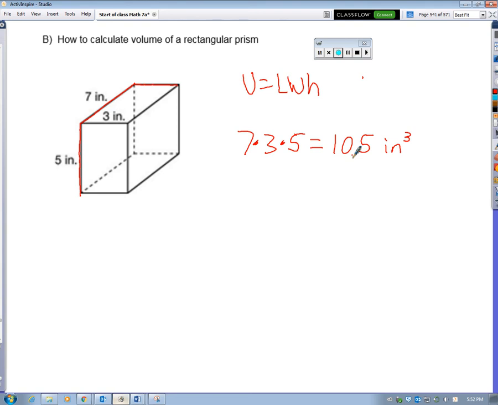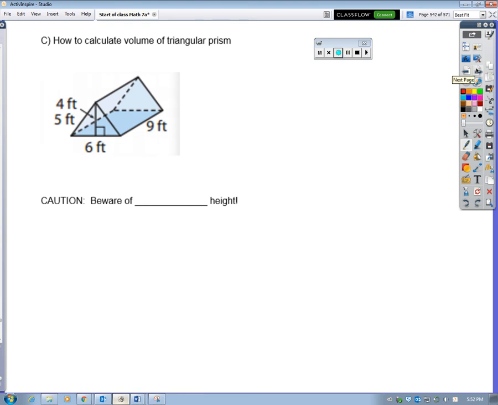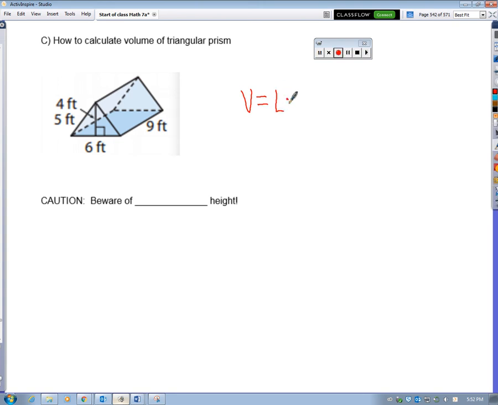Okay, the next one we're going to do is the triangular prism. And the formula for that, the volume equals the length times the width times the height, and then we divide by 2 for our last step. Okay, so let's take a look at the numbers that we need here. We need our length, which is going to be 9. We need our width, which is going to be 6. And then we need our height, which is not the 5, it is the 4, because the 4 is the height from the top straight down, and they indicate that with this right angle here.